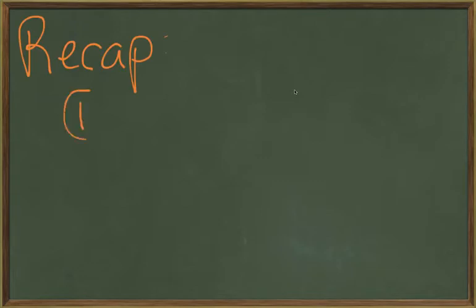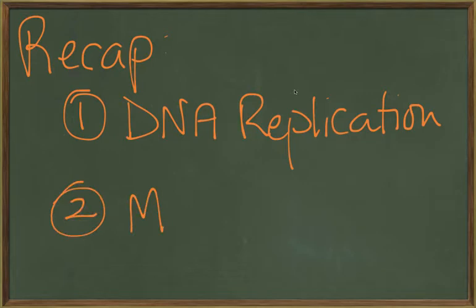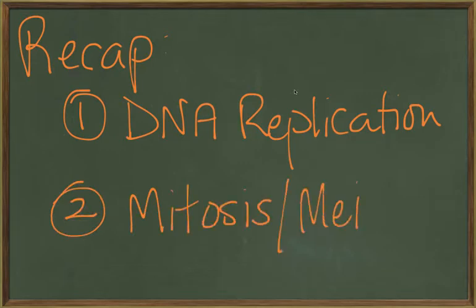So let's do a recap of what we know. First thing you know is how DNA replicates itself. You know the process of DNA replication. You know how I can take one strand and make two strands of it that will look identical to each other. Second thing you know is what I sometimes use DNA replication for, and that is mitosis or meiosis, depending on what cell it is I'm talking about.